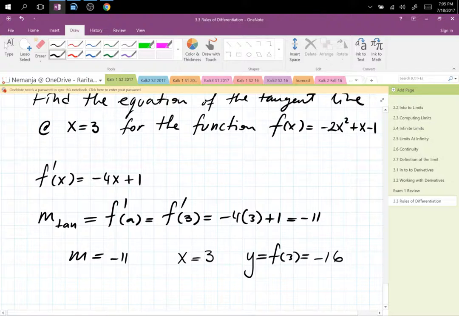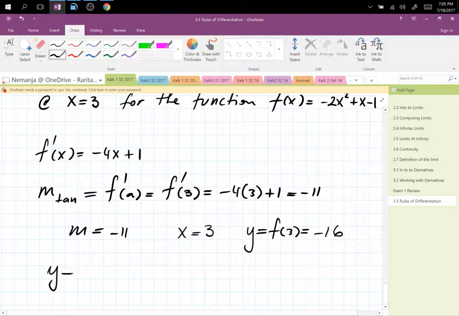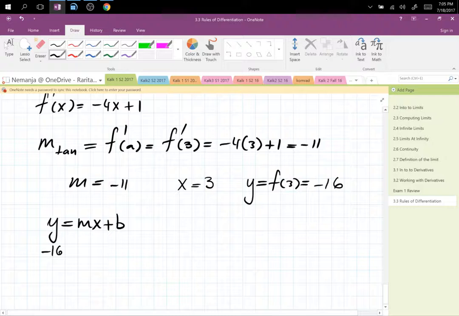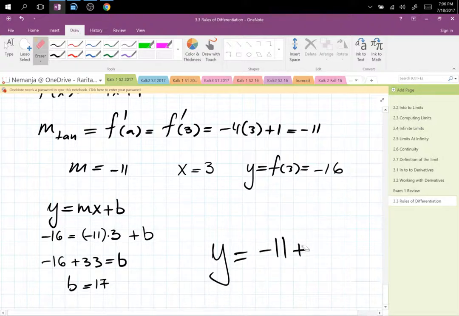Sounds good? So now we can go with y equals mx plus b, and we have y, which is negative 16. We have m, which is negative 11, times 3, plus b. So that's going to be negative 16 plus 33 equals b. b is equal to what? Very good. So what's the equation of the tangent line? y equals negative 11x plus 17.